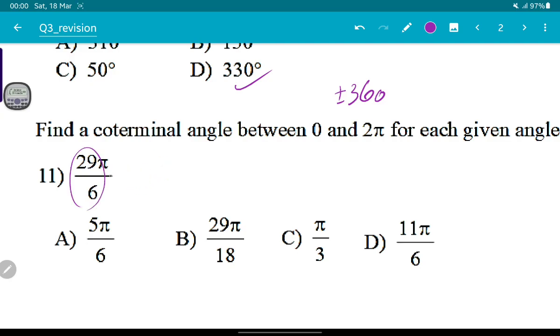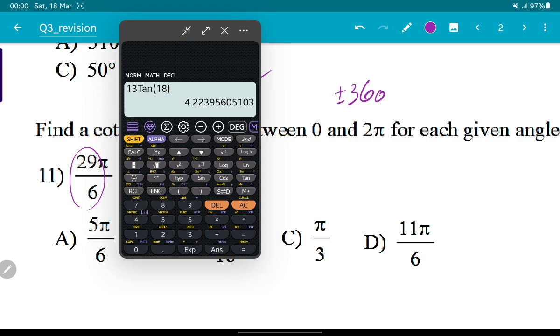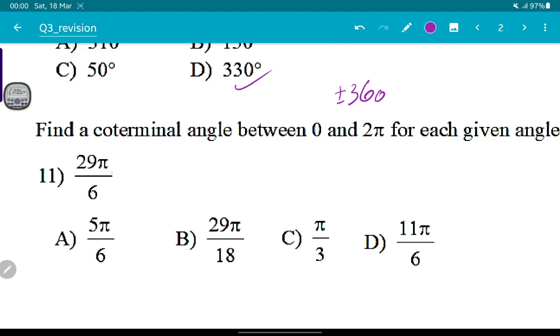You can see that this is bigger than 2. So if you divided 29 by 6, the answer will be more than 2. If it's more than 2, you need to subtract. So in this case, you subtract 2 pi. Another way, you can find that the numerator is more than double the denominator, so you know that you need to subtract. You have to subtract.